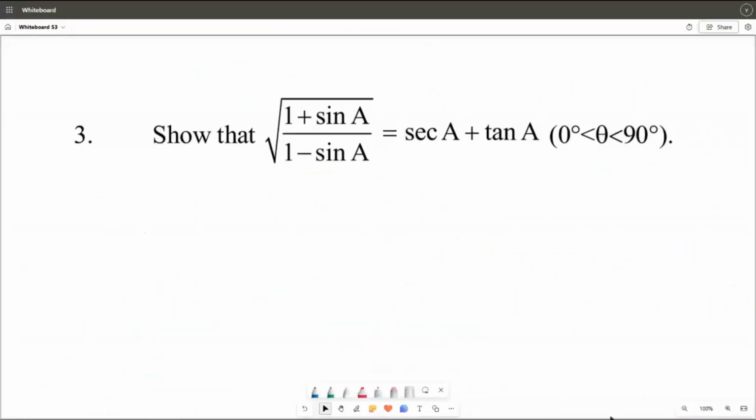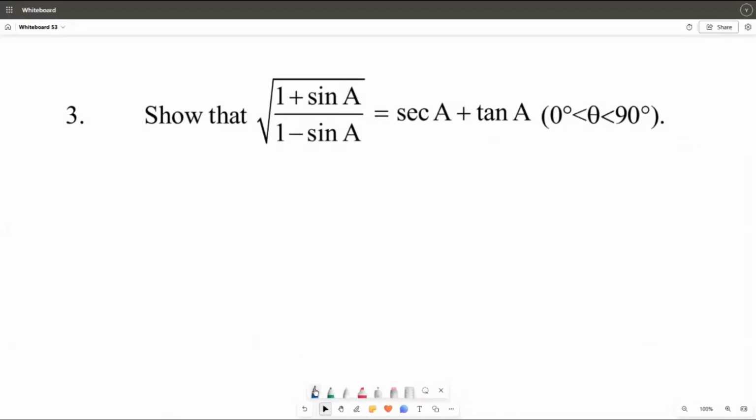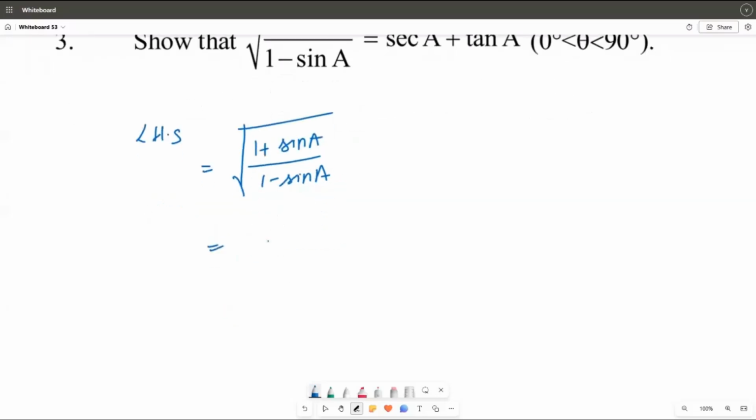Third question of exercise 11.4. So we have to show that under root 1 plus sine theta by 1 minus sine theta is equal to secant A plus tan A. So let's first consider the left hand side. So LHS we have under root 1 plus sine A by 1 minus sine A. So what I'm going to do here is multiply 1 plus sine A in the numerator and the denominator.